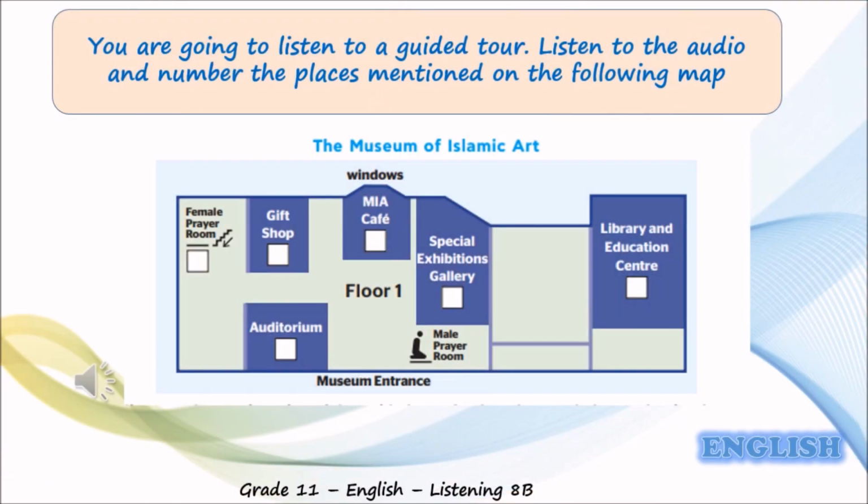Now you are going to listen to a guided tour. Listen to the audio and number the places mentioned on the following map. So let's see what the places mentioned here are: female prayer room, a gift shop, auditorium, my cafe, special exhibitions gallery, male prayer room, and library and education center. And there you have the museum entrance and the windows on floor 1. So listen carefully and try to number the places in the order they were mentioned.